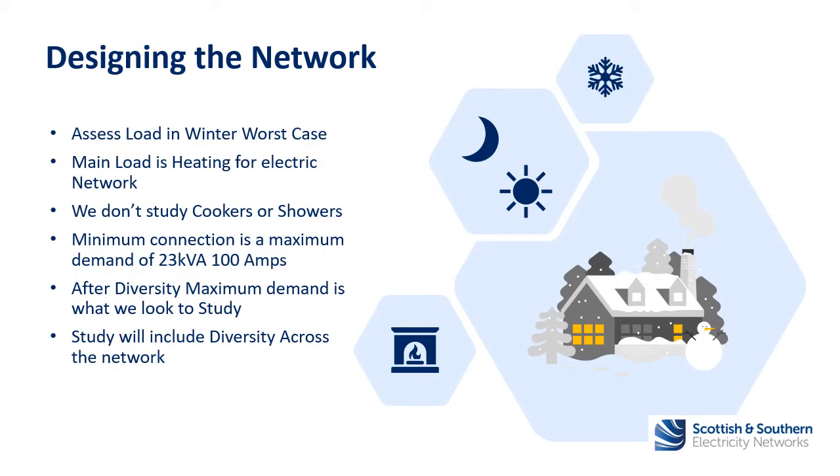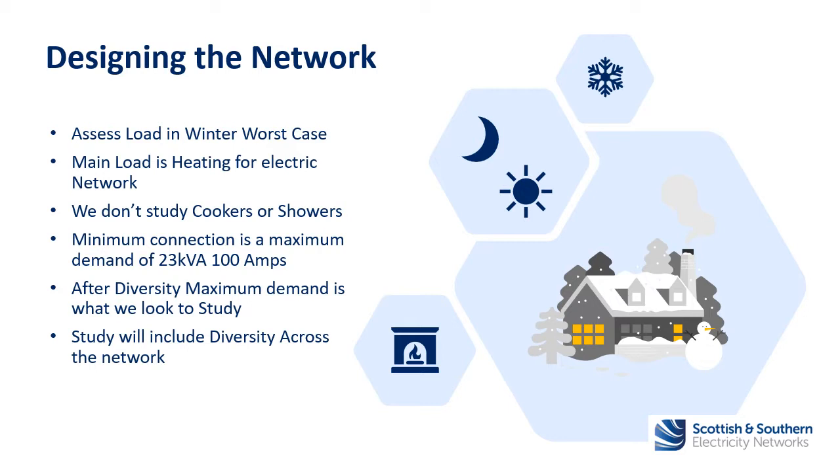So the way we've always designed the network, we've designed it under two scenarios. One scenario being the summer load and one being the winter load. Winter tends to be higher compared to the summer, and the difference between that being the heating being used. Heating's used in the winter compared to the summer. And heating's the main load when we're assessing the network as well, because we don't assess things like cookers and showers on the network because they're only on for short durations. We assess the likes of lights and sockets and have a load for that, but the biggest load domestically is the heating.